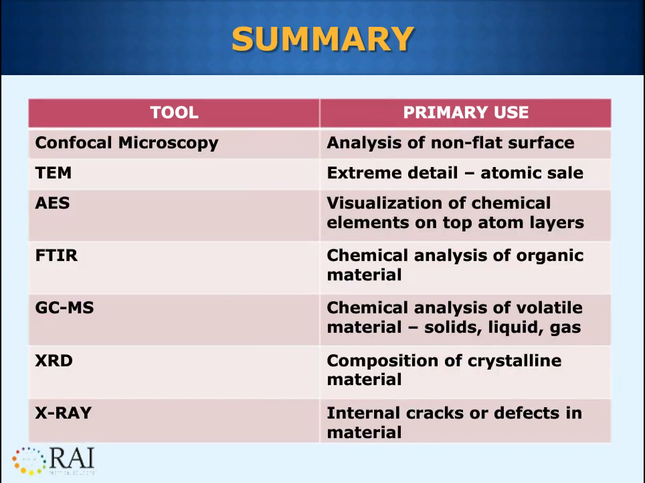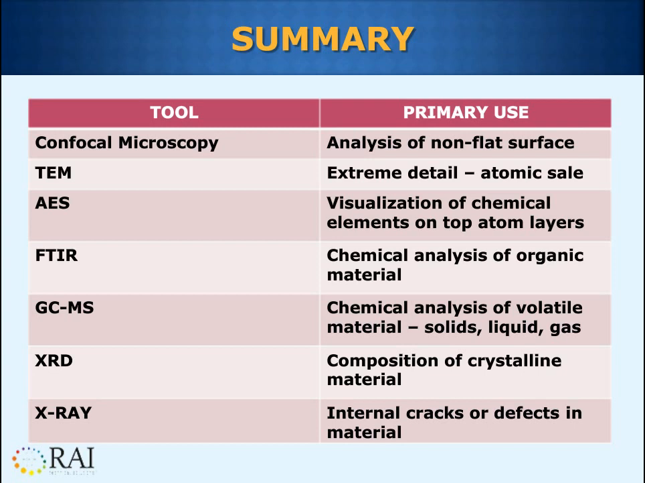The other techniques: confocal microscopy provides analysis of a non-flat surface. That's very useful if I want to look at a very, very rough surface and see the entire surface. And also if I have a sample that is bent, say a 90-degree bend, and I want to look at extreme surface detail right at the apex of the bend, confocal microscopy will be very helpful in doing that. TEM, transmission electron microscopy, is useful for extreme detail, usually on the atom scale. And as I mentioned, that's usually more suitable for basic research at the atomic level.